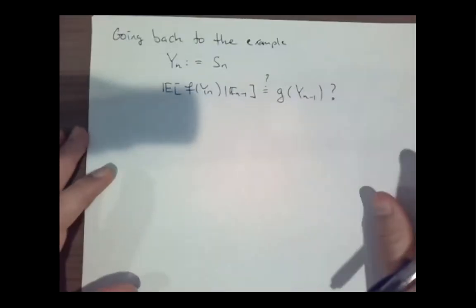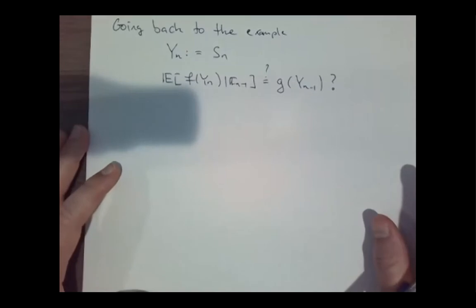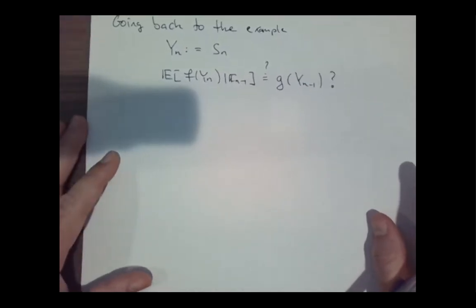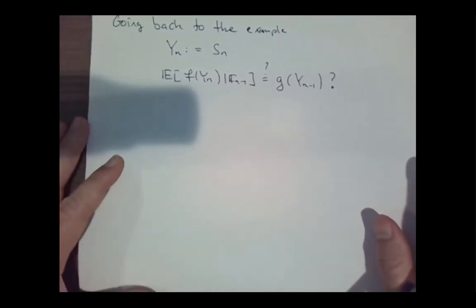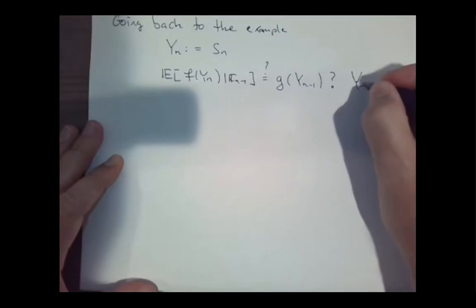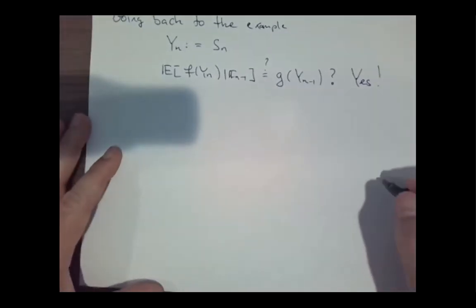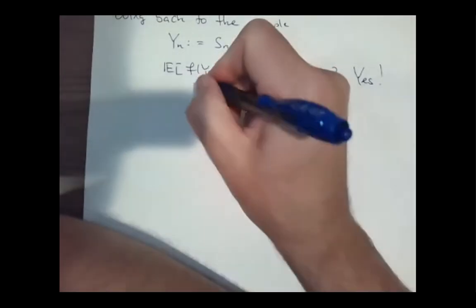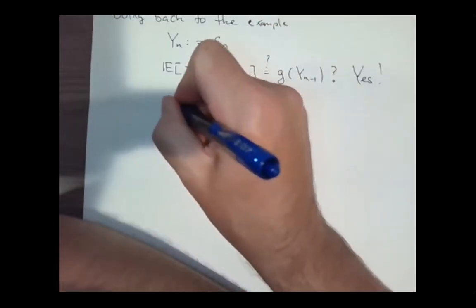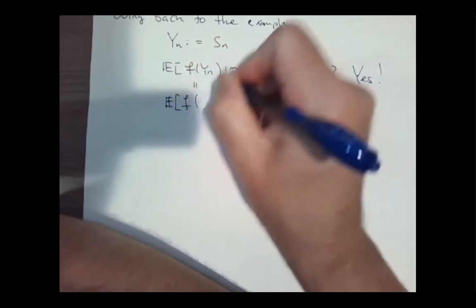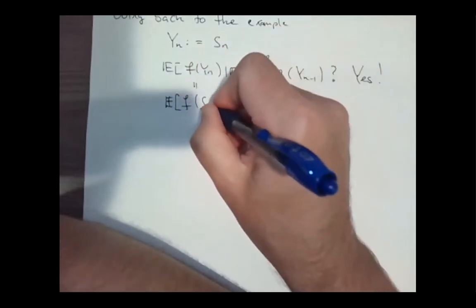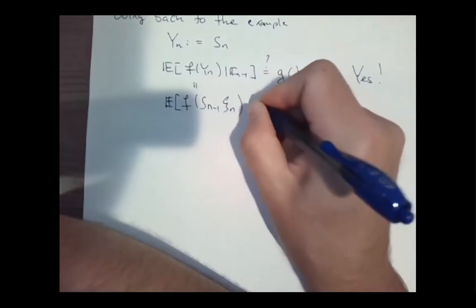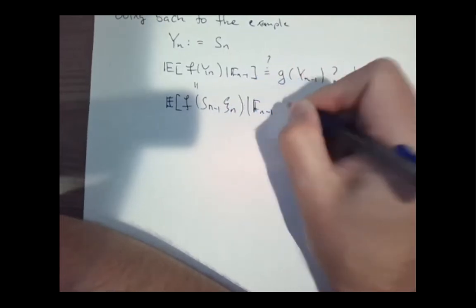Yeah, and how would you do it, José? How would we do this? So the answer here is yes. I like it. And how would we do it? Well, we start working on the left-hand side. When we follow the usual procedure, we write this as an expectation, f, and then we plug in Sn. So this will be Sn minus 1, the psi, given Fn minus 1.